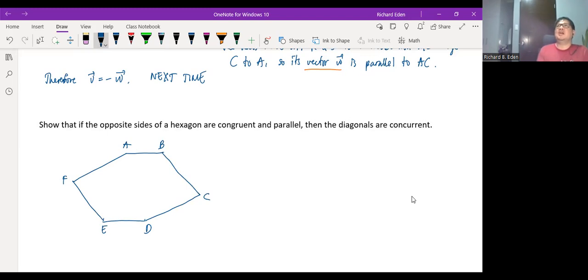We know in a regular hexagon, the diagonals are concurrent. But here we are asked to show that even if it's not a regular hexagon, all you need is for opposite sides, the members of each pair, to be parallel and congruent. Apparently that's all we need, and the diagonals are already going to be concurrent. No way. Even if it's not a regular hexagon.